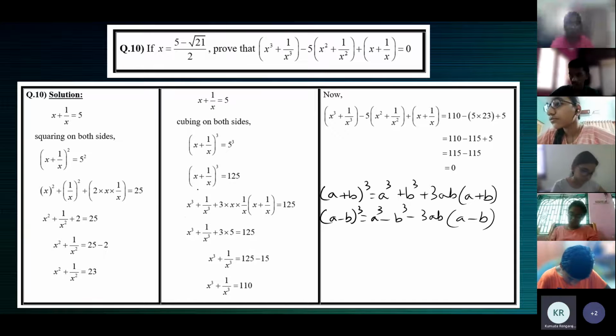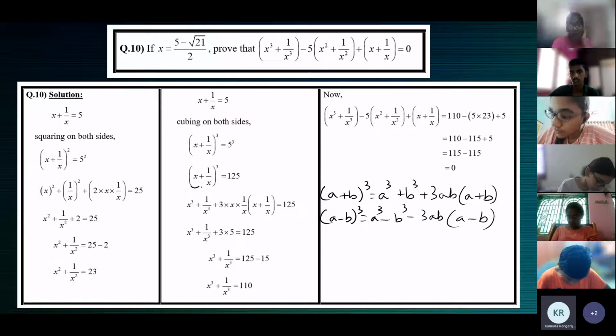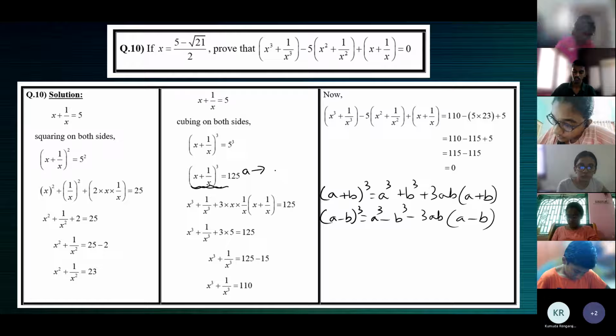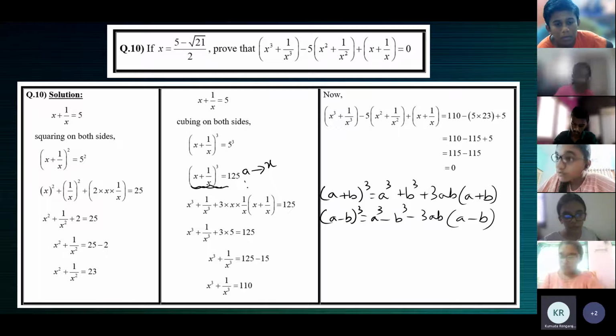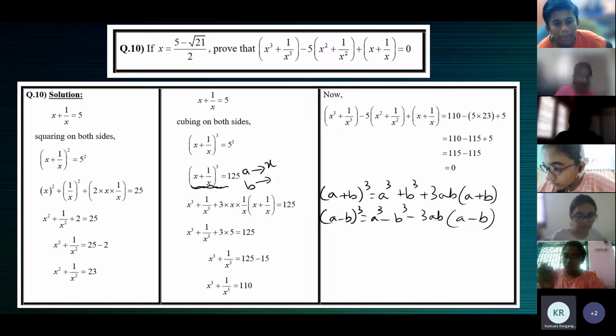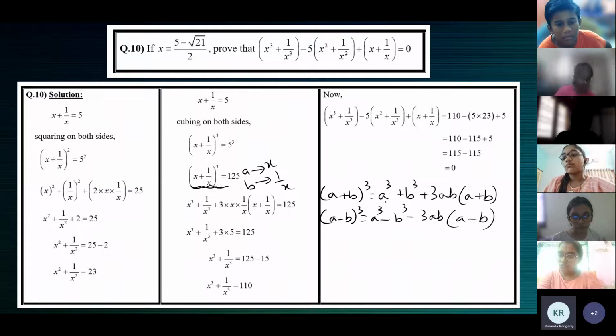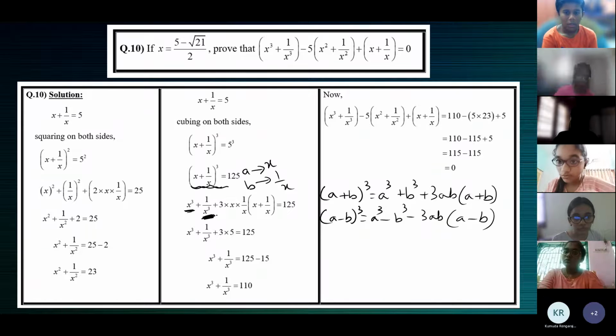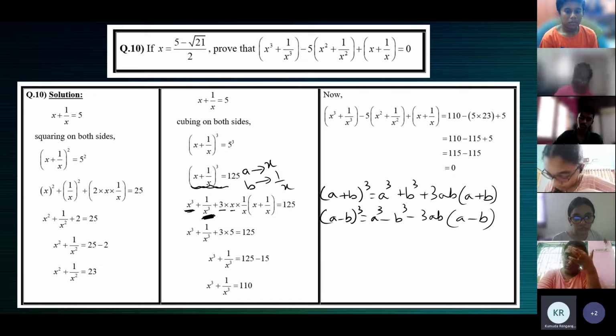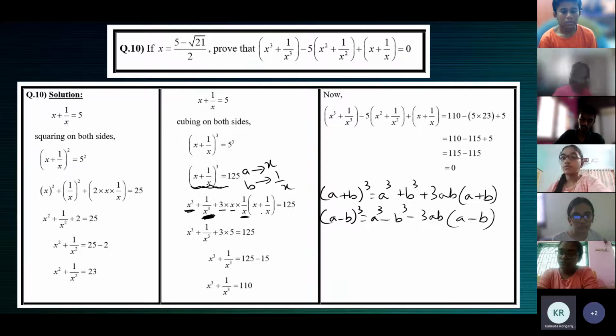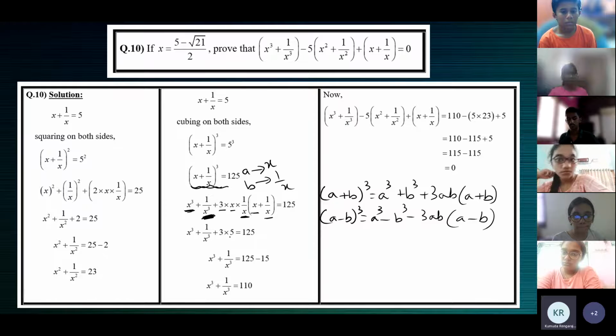So look at this, children. What is a here? In (x + 1/x)^3, what is a? X. What is b? 1/x. Now what is the identity for (a + b)^3? a^3, so x^3, plus b^3, plus 3ab, 3 into a into b, into (a + b). Can you see it?